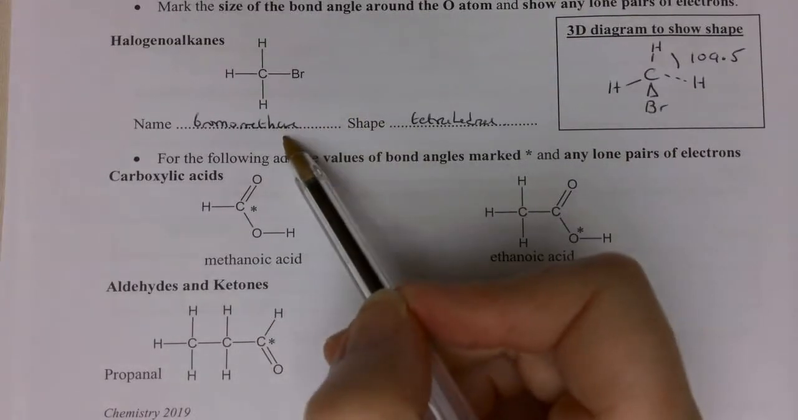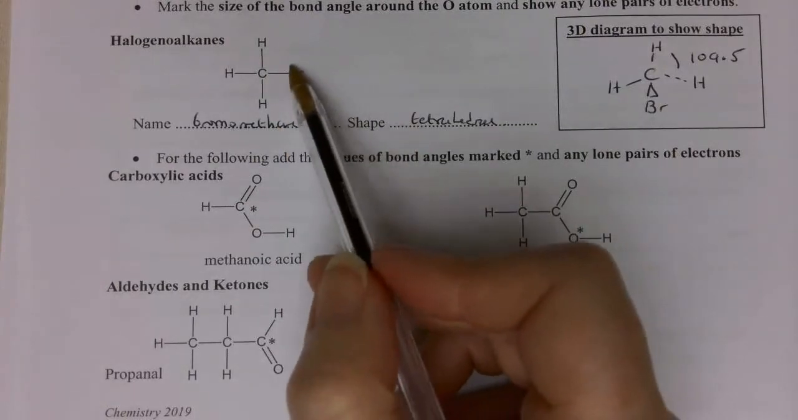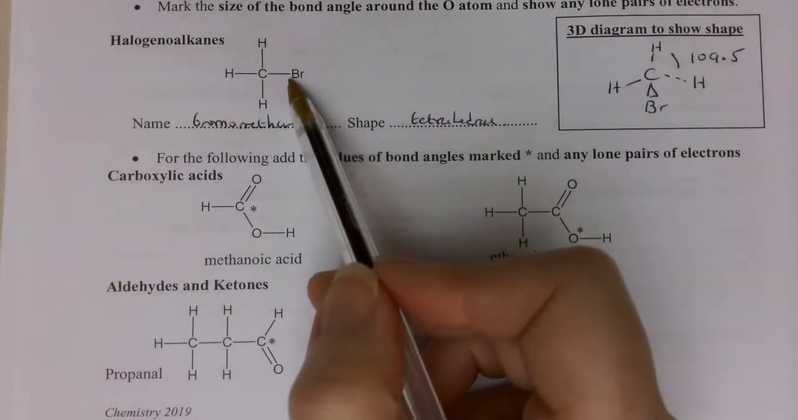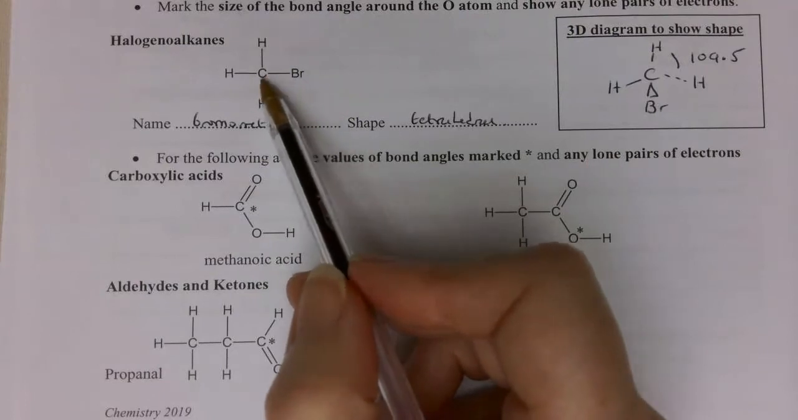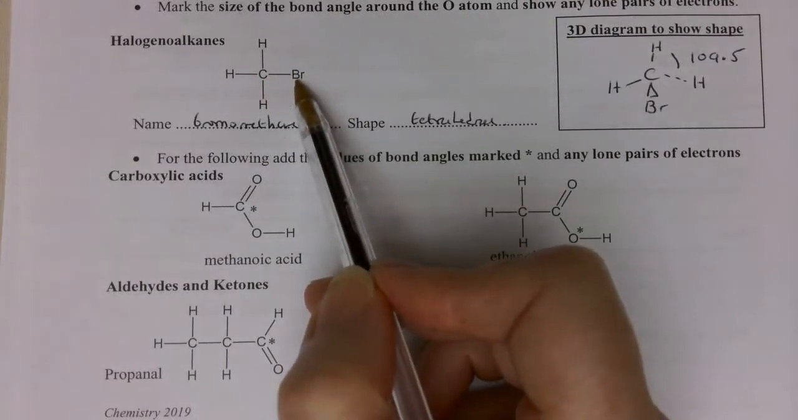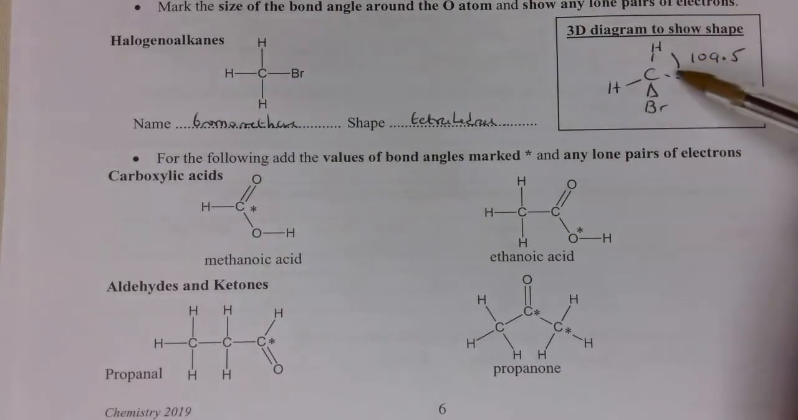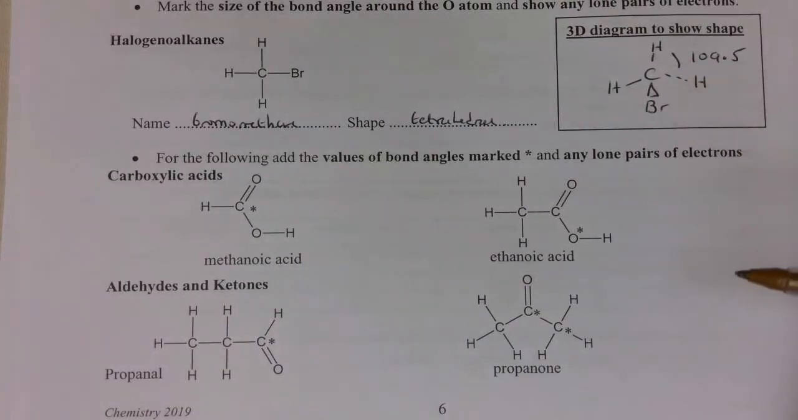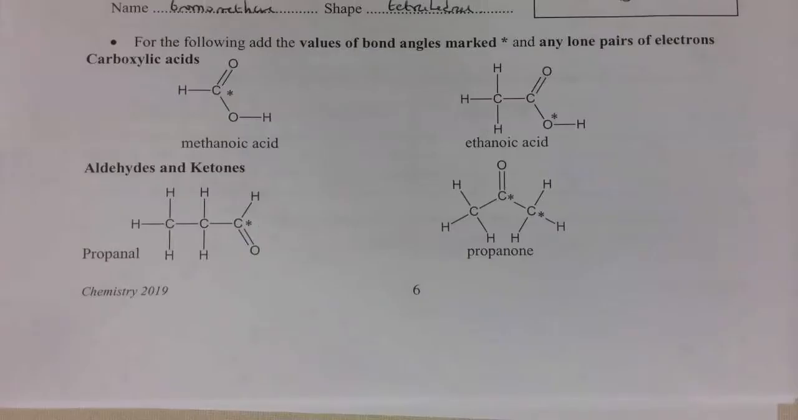Halogenalkanes like bromomethane, doesn't really matter that I've replaced the hydrogen with a bromine. All that's going to happen is this bond length is going to change, but the angle is going to stay the same. So because you've got 4 bonding pairs, no lone pairs, it's still 109.5 between each of these bonding pairs of electrons. Last but not least, on this page, we're going to look at various bond angles.